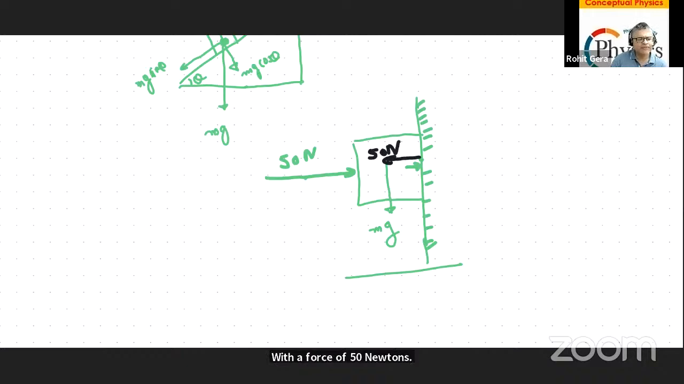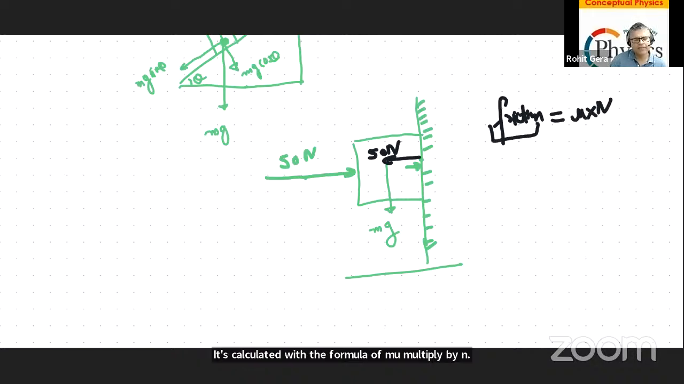Okay, so if it pushes it back, so what, right? Now, friction is calculated with the formula of mu multiplied by N. How much friction will be there between the block and the wall is dependent on two quantities, the coefficient of friction and the normal reaction. Don't worry about mu. We will study coefficient of friction later. Right now we just worry that this block is static. Okay, it does not move.